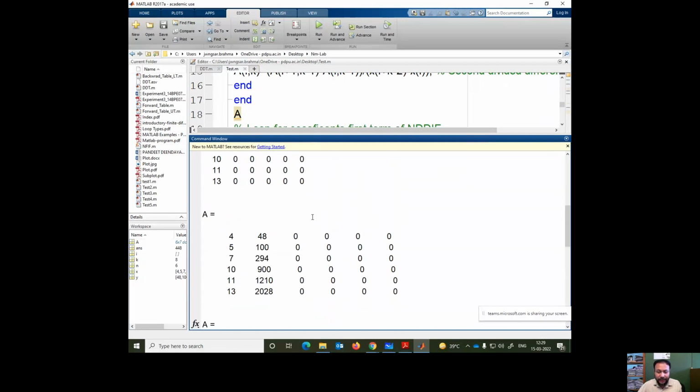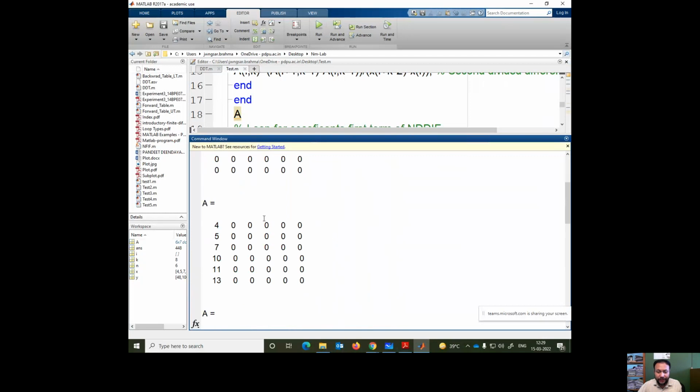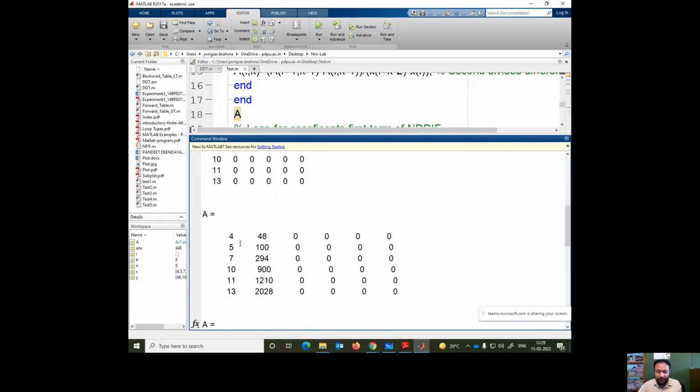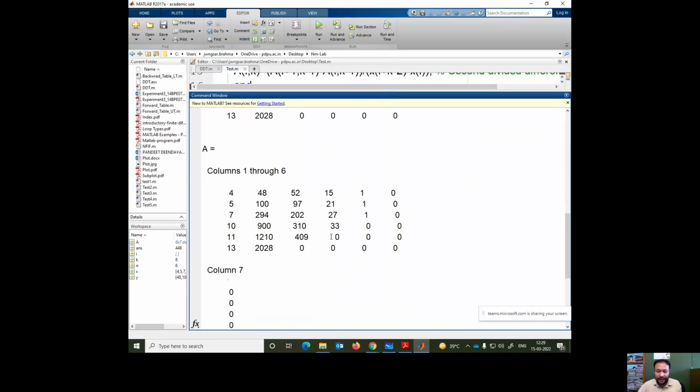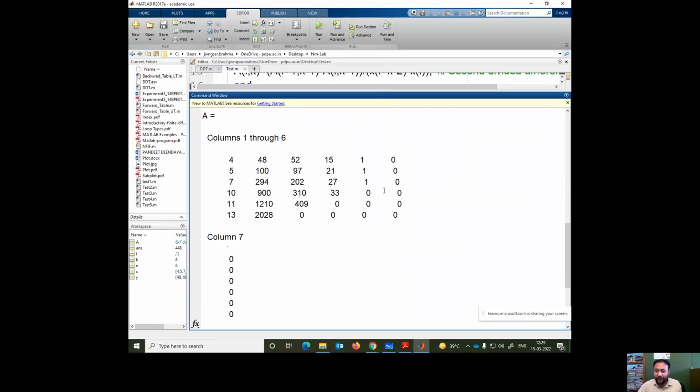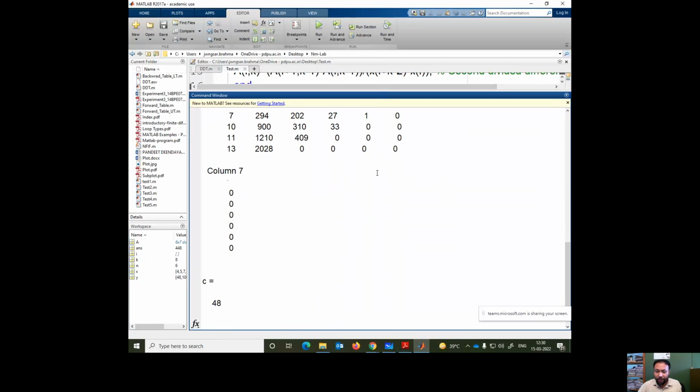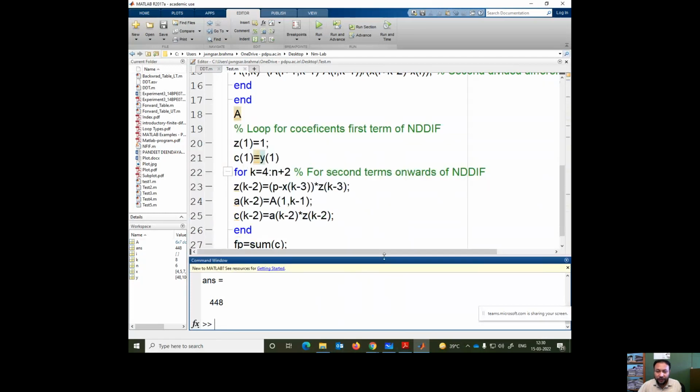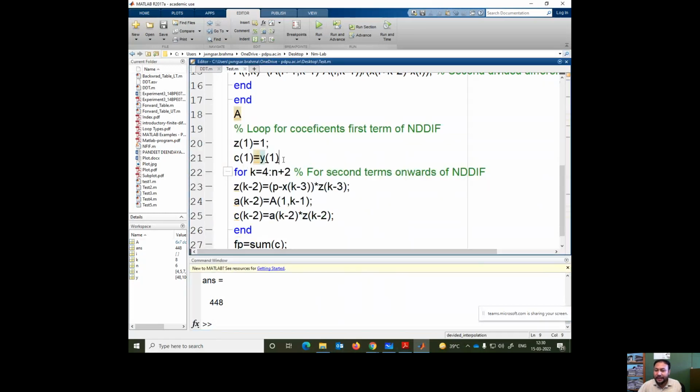First the null matrix, then the value of x and the value of y have been printed here. Next I get the divided difference table. This is the divided difference table in the upper triangular form. Now this is the value of c. Value of c means what? For the first term of the divided difference interpolation, this is the value of c.